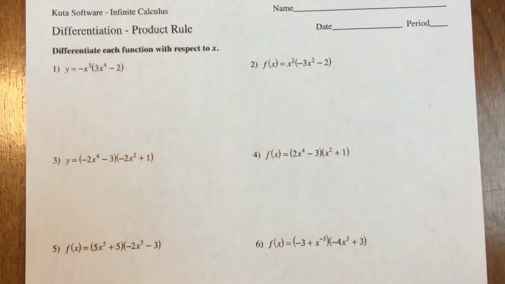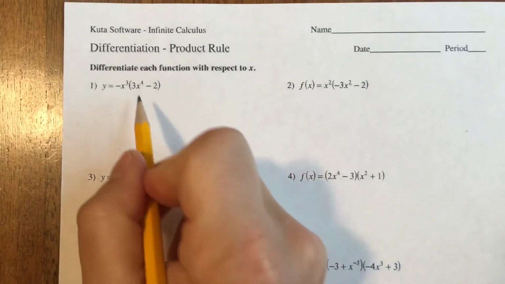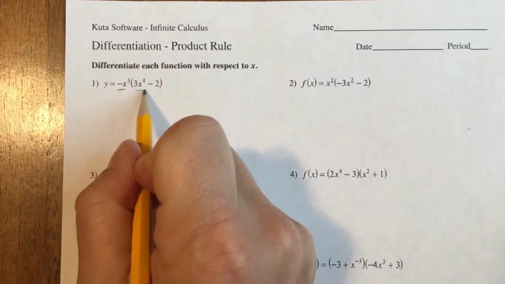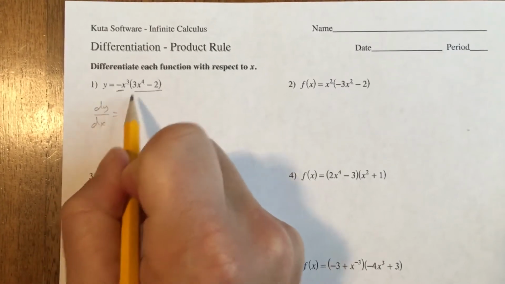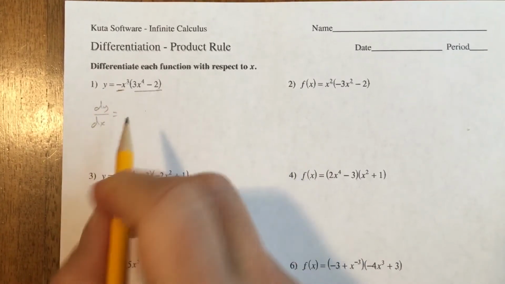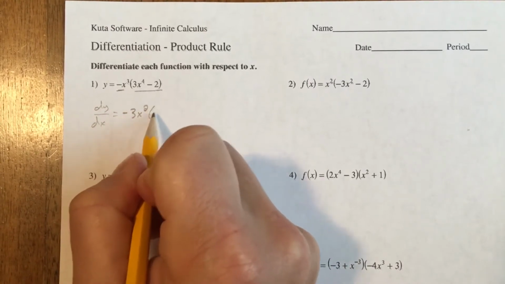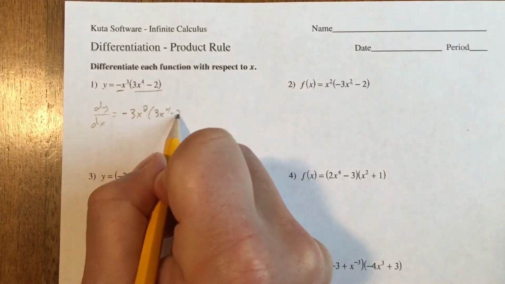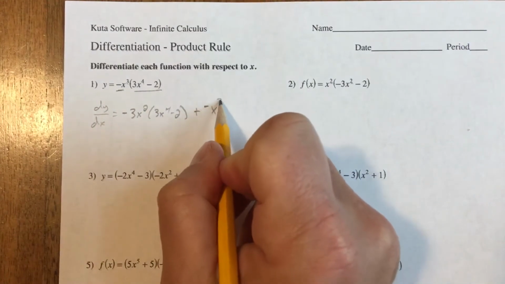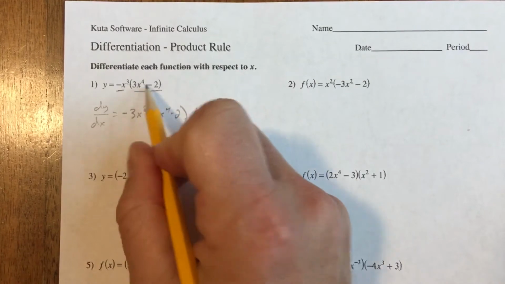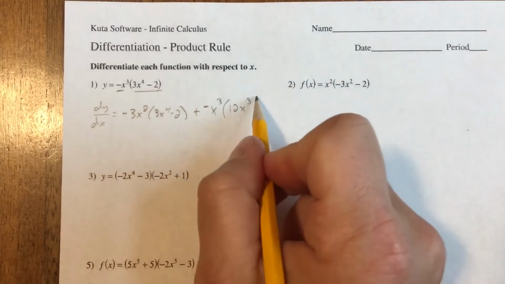All right, these are the answers to the product rule worksheet. With the product rule, what you want to do first is always identify the two functions that are multiplying together. Then when you do the derivative, you take the derivative of the first one. So the derivative of negative x cubed is negative 3x squared. Leave the second function as is, then plus. Now leave the first function as is times the derivative of the second, which would be 12x cubed. The derivative of negative 2 is 0.